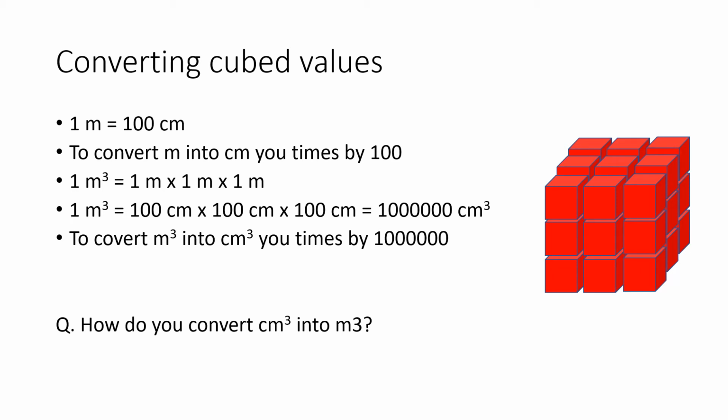So to convert cm3s into meters 3, cm cubed into meters cubed, what would you have to do calculation-wise? Well, what you have to do is you have to divide the centimeters by 1 million to convert them into meters. If you want to convert from meters into centimeters, then you would multiply by the same number.